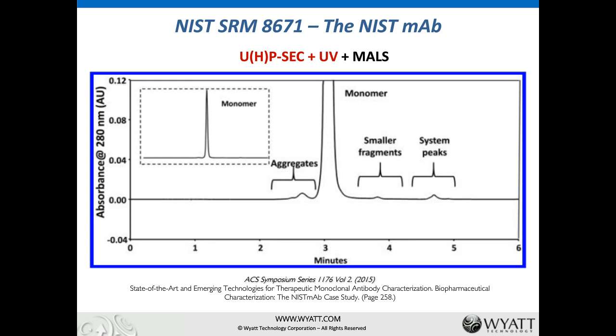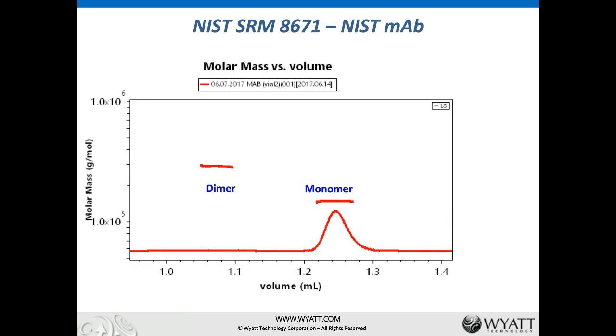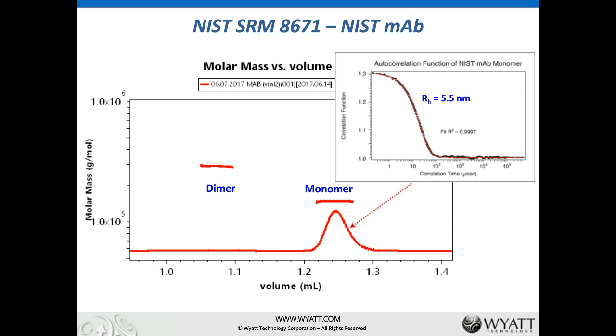So now you can see that we can measure the molecular weights of the monomer and dimer in a UHP-SEC system. In addition to the measurement of monomer and the dimer's molecular weights, the DLS detector in the system measures the hydrodynamic radius of the monomer to be about 5.5 nanometers. This agrees very well with the results from sedimentation velocity experiments published in the same series.